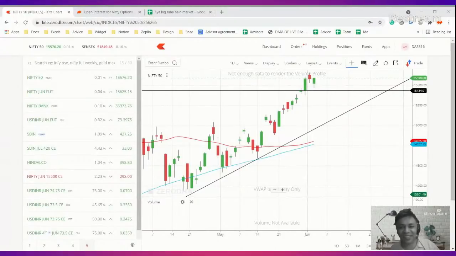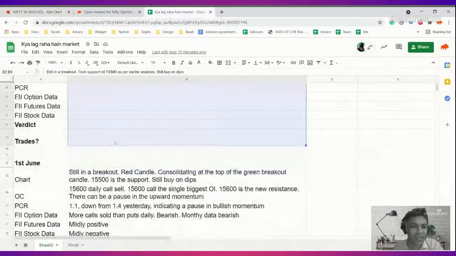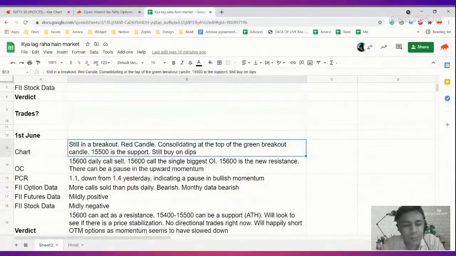Okay, let's get started with this. As usual, the graph, we'll just look at yesterday's analysis to start with. We said that this is still in a breakout, although it was a red candle day before yesterday. We did point out that this could be consolidating at the top of the green breakout candle, and 15,500 is a support, and it is still a buy on dips.